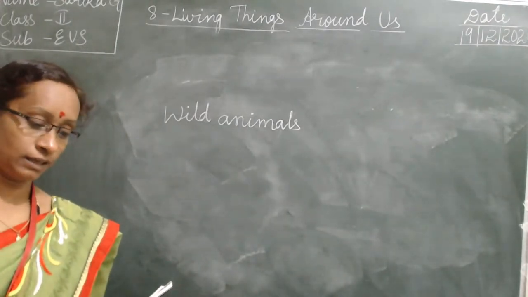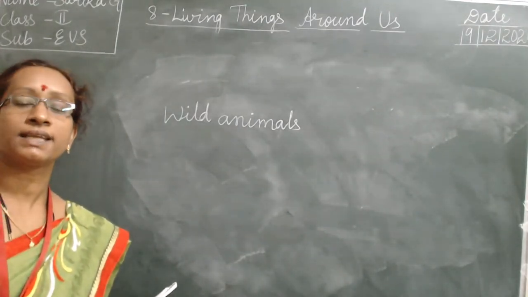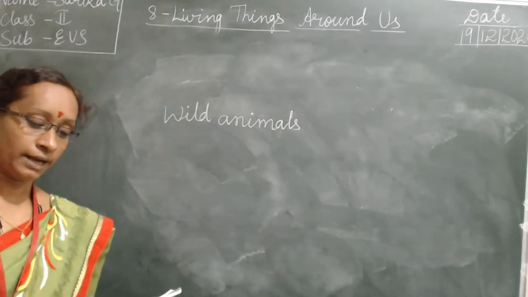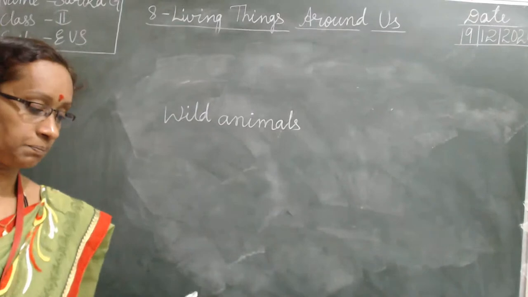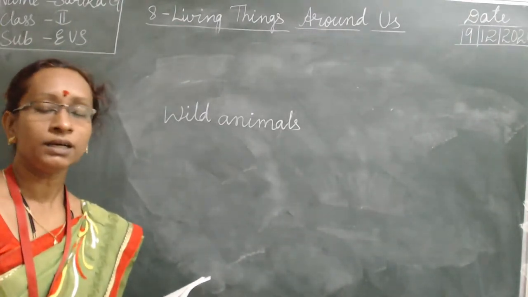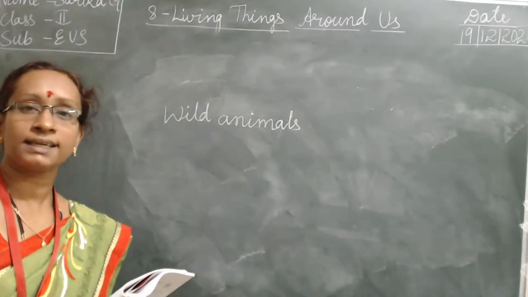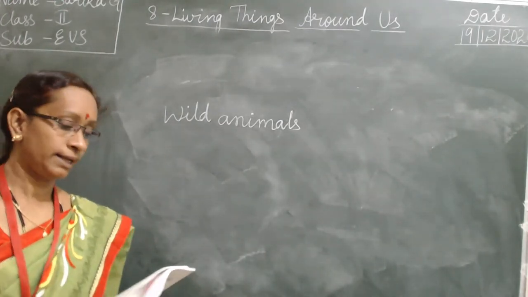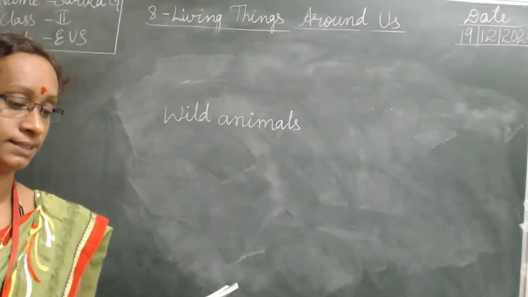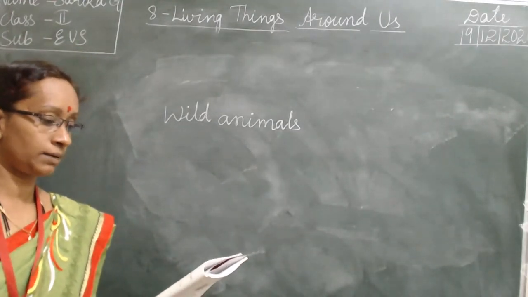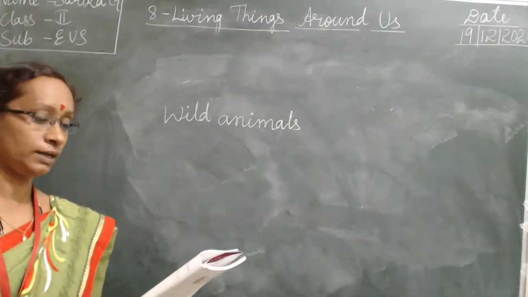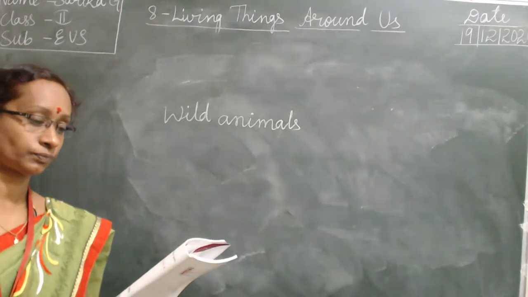Tigers and lions eat other animals. Monkeys and rabbits eat plants and fruits found in the forest. Unlike these wild animals, domestic animals live in farms or in a home.